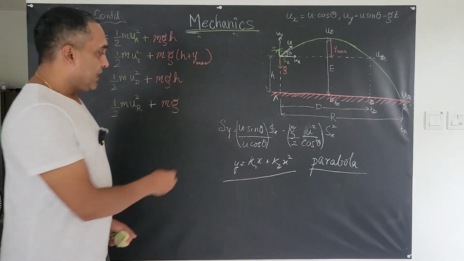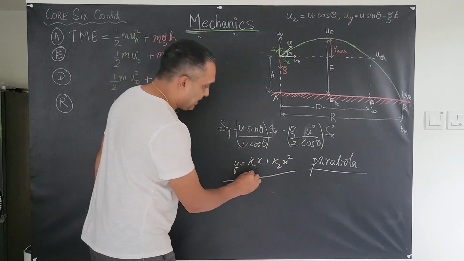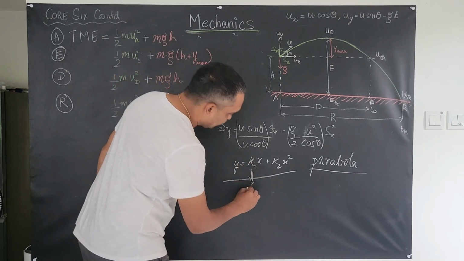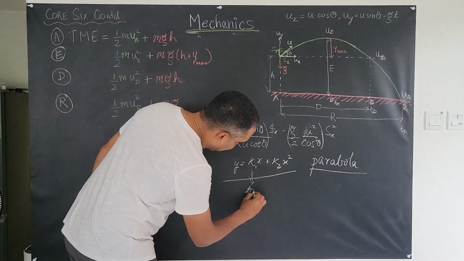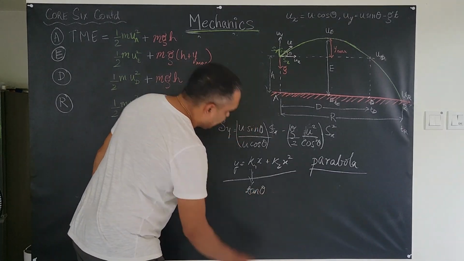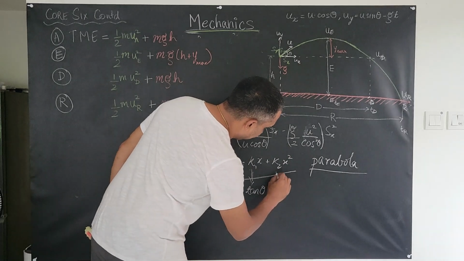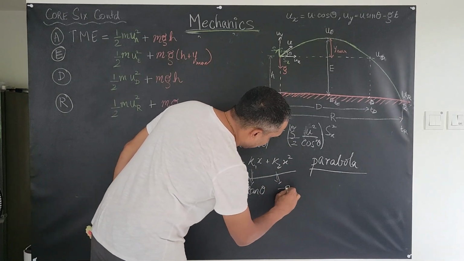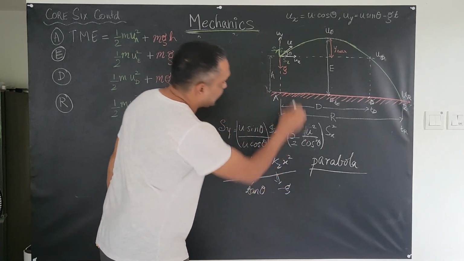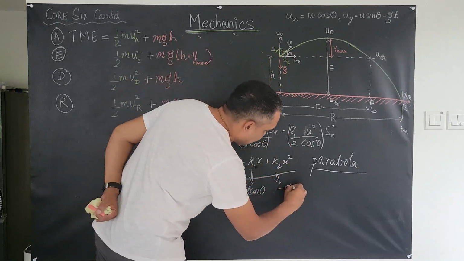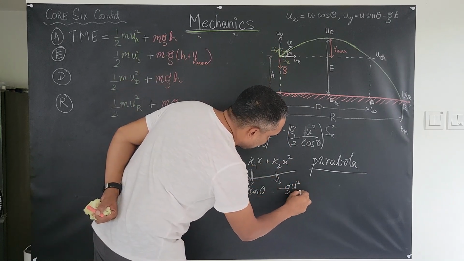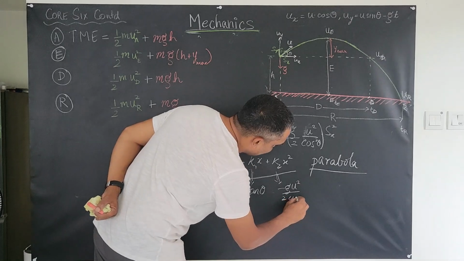And you can see here, k1 is nothing but tan theta. Right? And k2 is nothing but negative g. Remember, the negative g is because of the direction it's acting in, u squared divided by 2 times cosine squared theta.